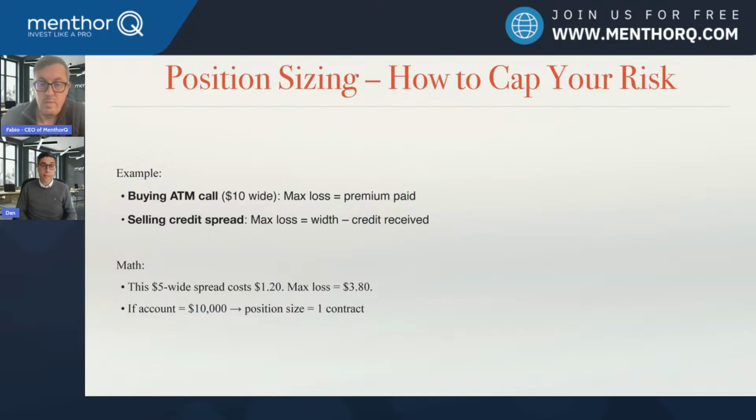So what is the max loss? If we have a 10 wide, then the loss is the $10 we paid for this contract. But it's not $10. In the end, you have to multiply that by 100 always. This is a very basic mistake people make. They don't know how options are calculated. One option contract is always 100 shares.